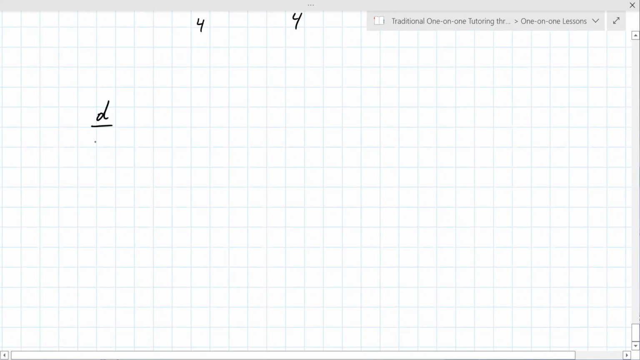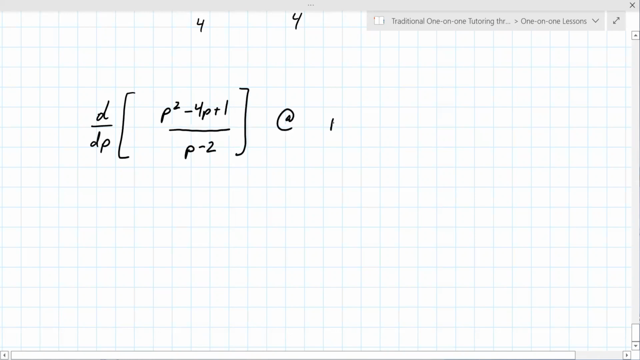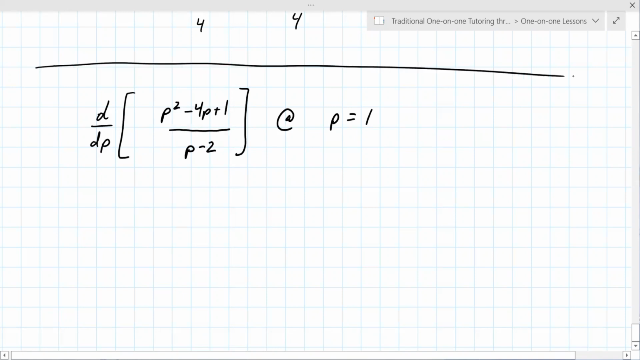So let's try another one here. Let's try the derivative with respect to p of p squared minus 4p plus 1 over p minus 2. And we want to evaluate that at p equals, let's see if that'll work out, we'll just go with 1 again. We don't need to get to 2. But give that a try, please.